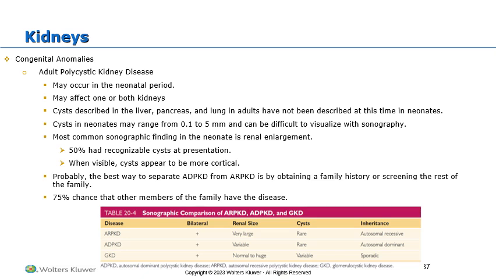And here it breaks it down where infantile and adult both have bilateral involvement. They have large renal sizes. Cysts, though you can see, are pretty rare, and then it walks you through the recessive versus dominant. Now, these can be confused with glomerular kidney disease, which we're going to look at next.